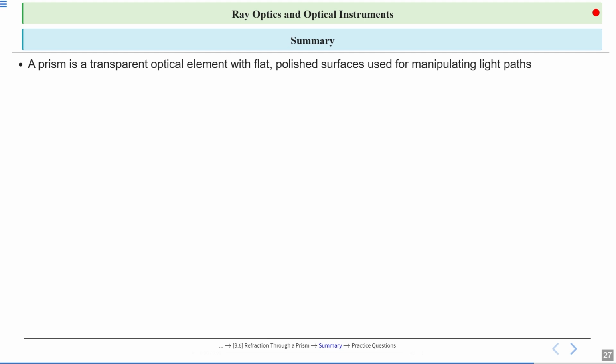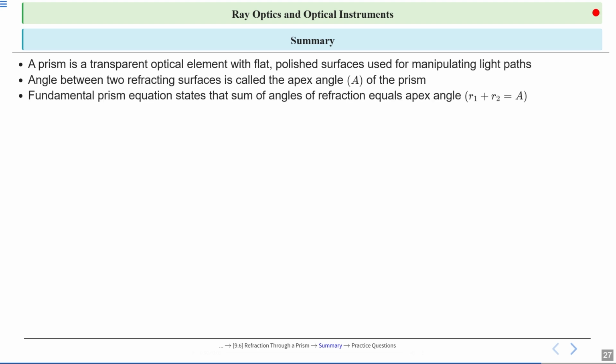So, in summary, this slide concludes with a summary that ties these concepts together, preparing students for practice questions and further exploration of refraction through prism. So let's focus on the apex angle of prism. The apex angle denoted as A is the angle between two refracting surfaces of prism. This angle is fundamental because it influences how light is refracted within the prism. Understanding this angle helps us predict the behavior of light as it passes through the prism.